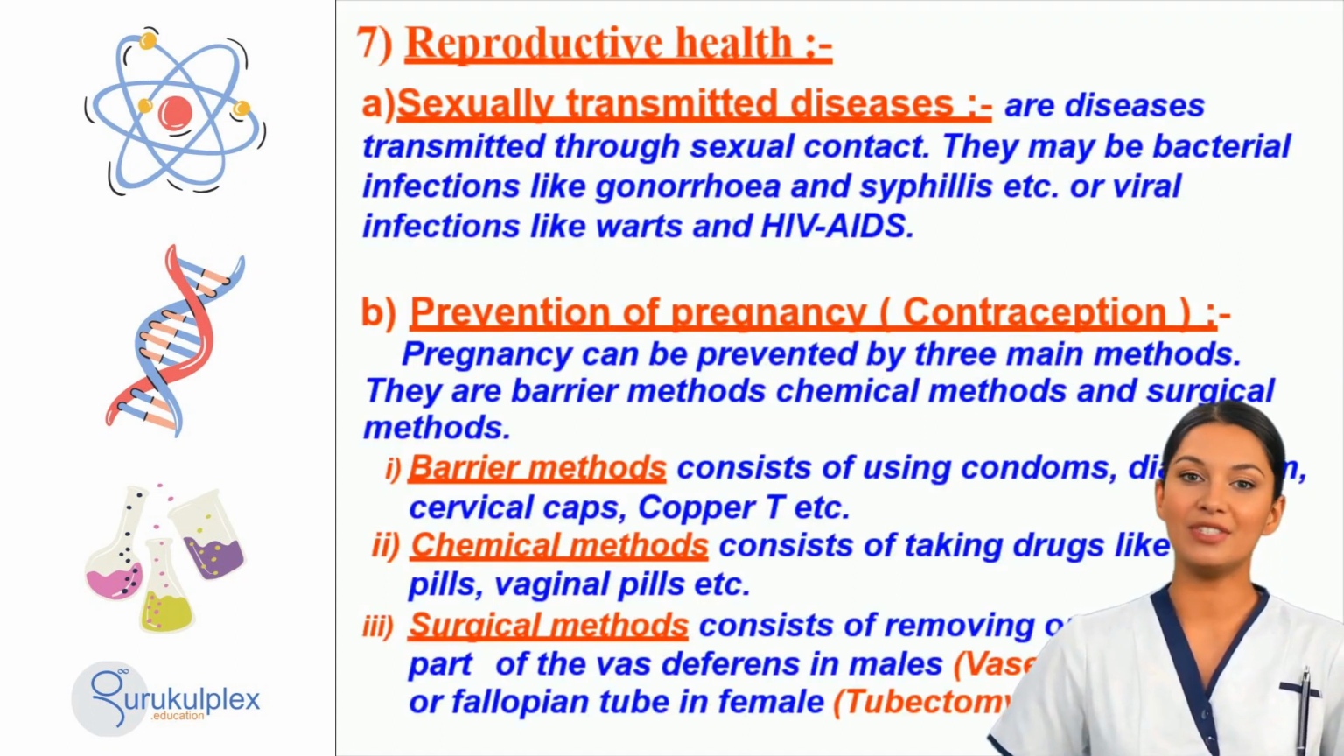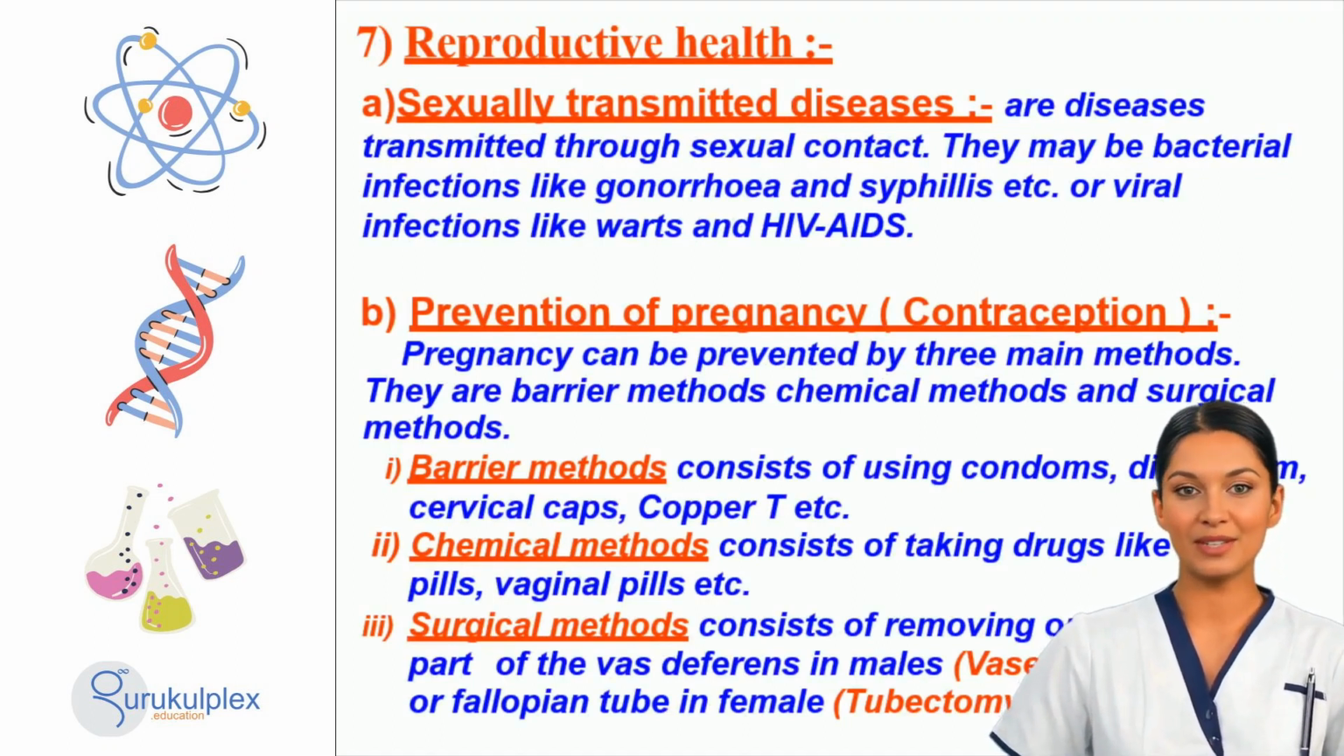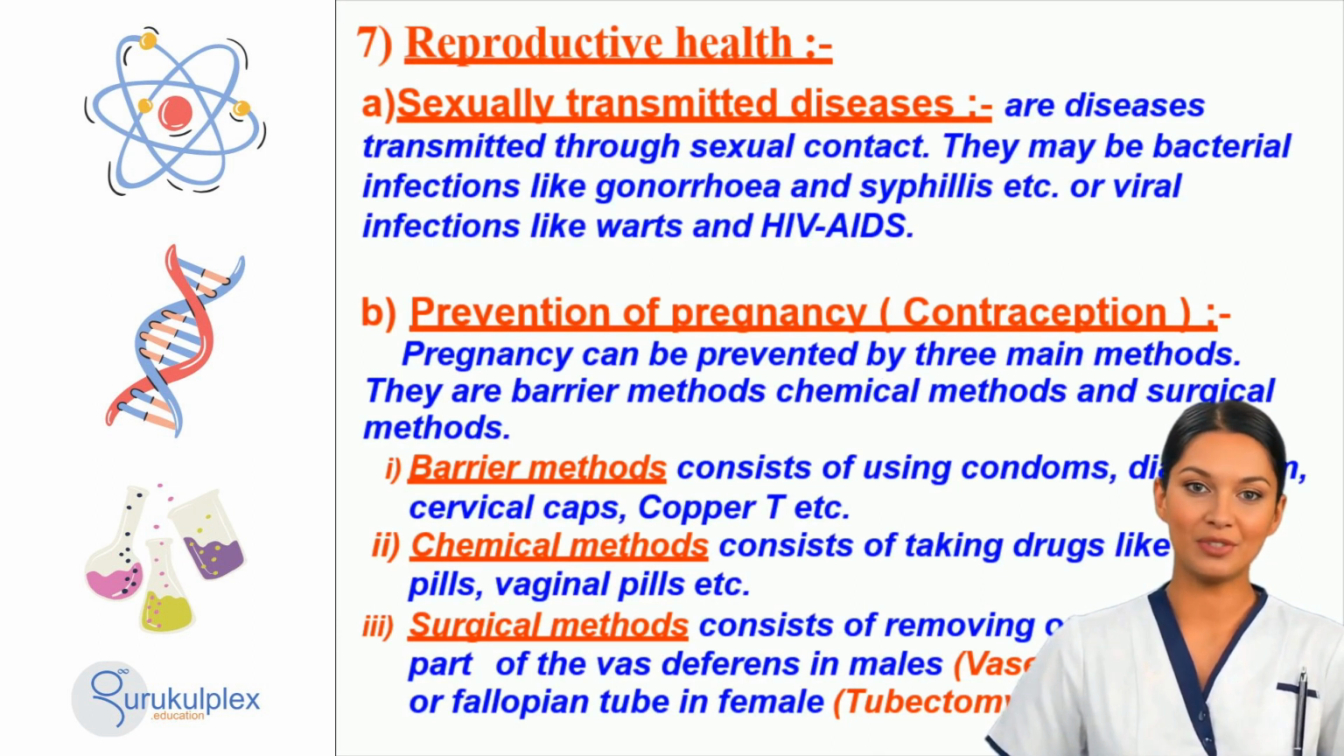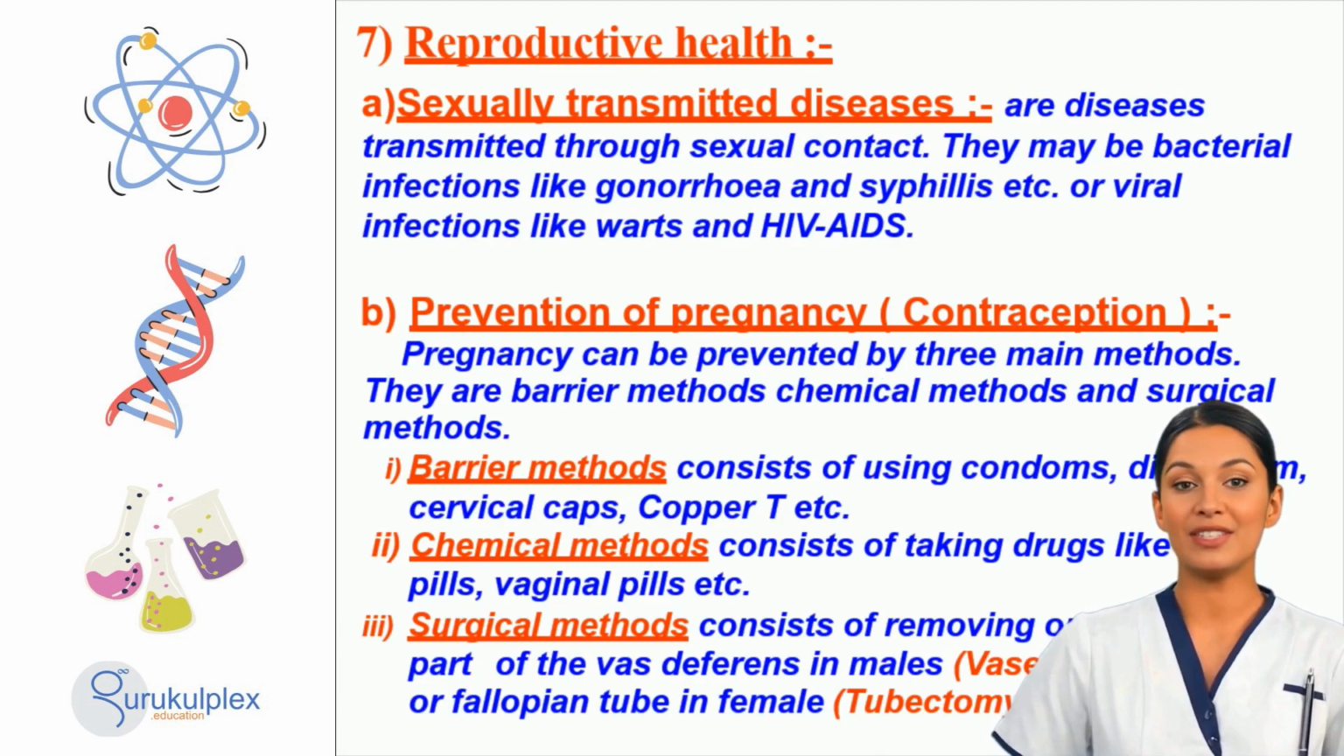Reproductive health is essential for both individuals and the wider community. STDs, or sexually transmitted diseases, can be spread through sexual contact and can have serious consequences if untreated. These STDs include such diseases as gonorrhea, syphilis, warts and HIV/AIDS, and it is important to be aware of safe practices for the prevention of them. Prevention of pregnancy is also an important part of reproductive health.